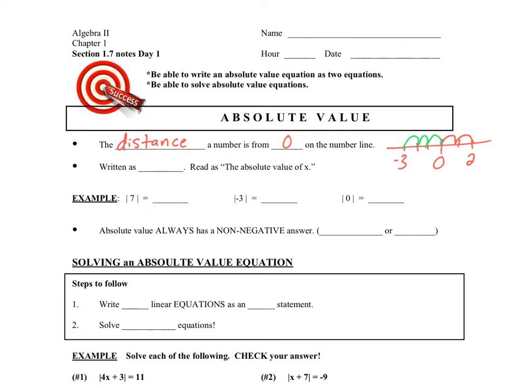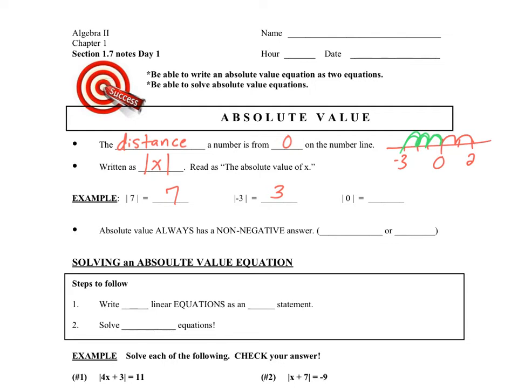And how we write that is we put these straight lines around it, those bracket type lines. So it's written like that, and we read that as the absolute value of x. For an example, the absolute value of 7 is 7 because it would be 7 to the right of 0 on a number line. And like we said up here in the green, the absolute value of -3 is 3 because it's 3 to the left. So distance is never negative. If you were to walk from 0 to -3, it'd be 1, 2, 3 steps down that line.